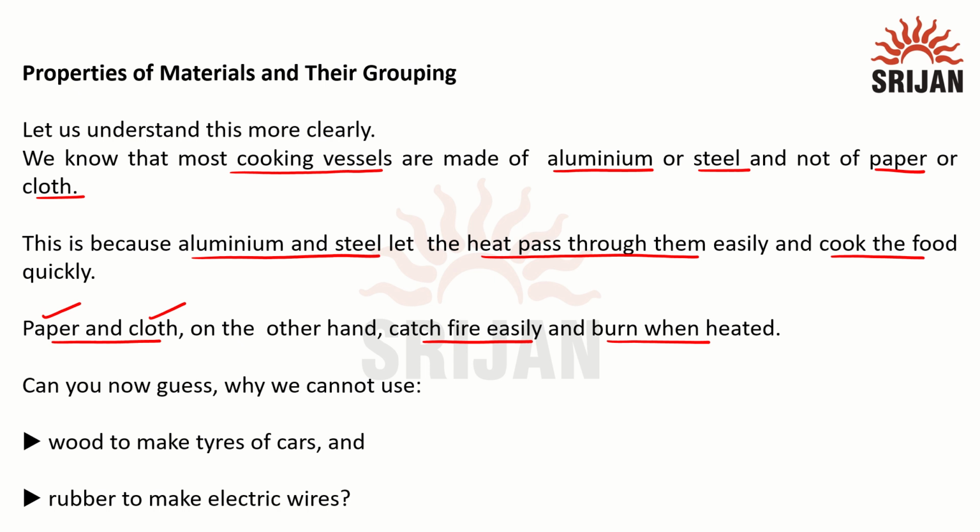Now if we take a guess of other things, wood will not be used to make tires of a car because you will not be able to inflate or deflate. So it will not have the ability to form the tire for the car to run on a road. Now, is rubber used to make electric wires? No, never, because it's a bad conductor of heat and electricity. So that is why rubber is used to make tires.